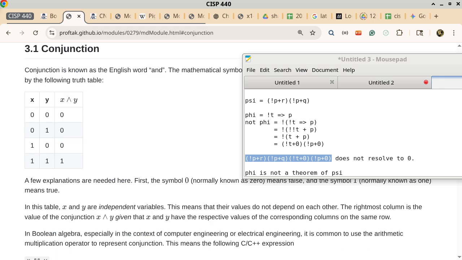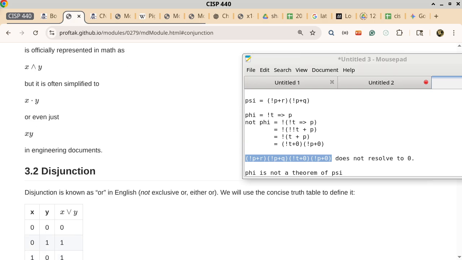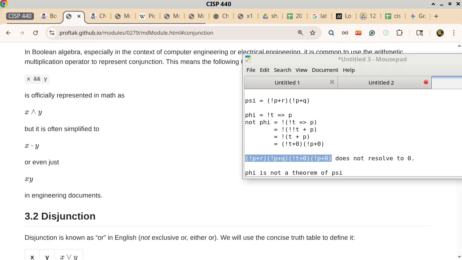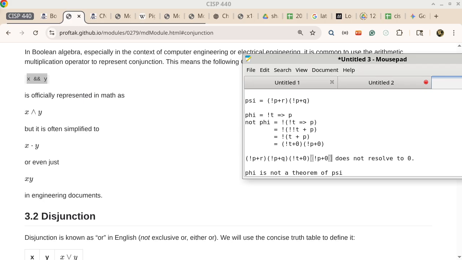So when we go to conjunction, this is how conjunction can be represented. X and Y is represented like this in C++. In mathematical symbols, it looks like this, but sometimes it is simplified to this using a multiplication dot in between, or even this. So that means when we see something like this, the lack of a symbol in between is a multiplication, and the multiplication means conjunction. Okay. So now what about the plus?